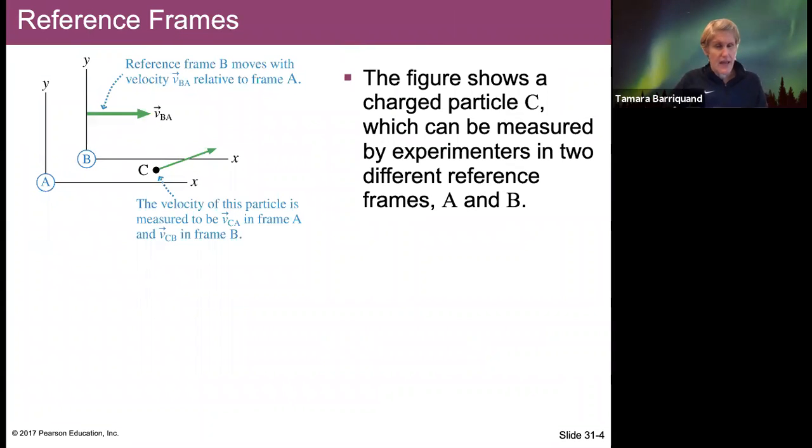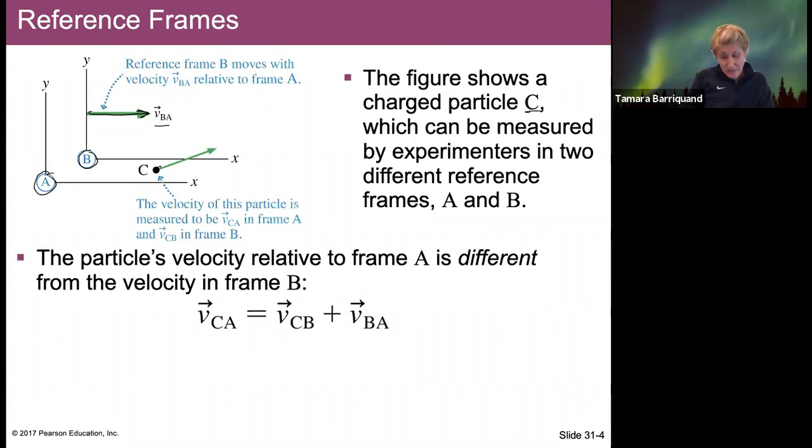So if we're looking at different reference frames, Alec, reference frame A, right here, is sitting still, and Brittany, in reference frame B, is moving with a velocity with respect to reference frame A of V_BA. So that's with respect to reference frame A. Now the figure shows a charged particle C, which can be measured by experimenters in the two different reference frames we're thinking about again. Reference frame A just is still, as far as we're concerned, and B has a velocity of V_BA with respect to A. Now, the particle's velocity relative to frame A is going to be different from the velocity in frame B. It will be V_CA, and that will be equal to V_CB plus V_BA. So those two things are different.